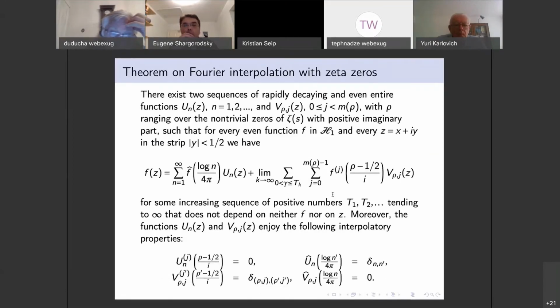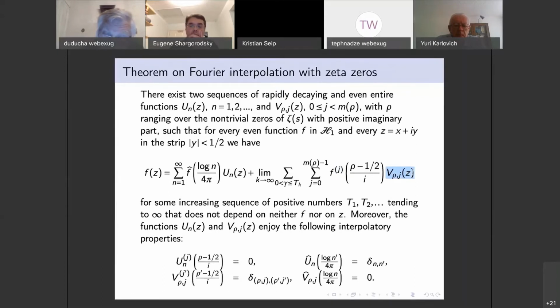So this is not as bad as it looks, I hope. You should probably focus on the first formula there. So f is now a function in this space H1. And you see that we express it as two sums, as we have seen before. To the left, you have f hat at log n over 2 pi, over 4 pi, and there are basis functions u_n of z. And then on the other side, you have the values of f at the non-trivial zeros of zeta. Because we cannot exclude the possibility of multiple zeros, we have to take that into account and take derivatives accordingly. And then there are basis functions also in the second sum.